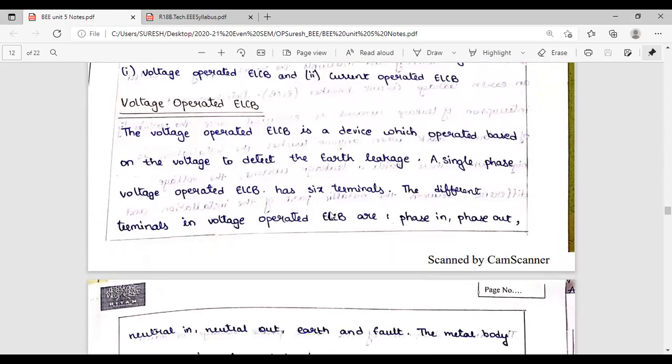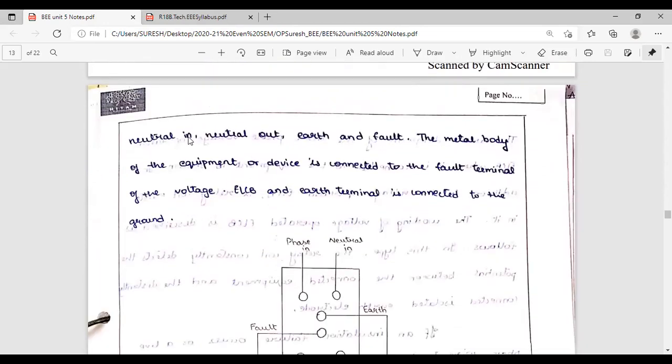Voltage operated ELCV is a device which operates based on the voltage to detect the earth leakage current. A single phase voltage operated ELCV has 6 terminals. The different terminals in voltage operated ELCV are phase in, phase out, neutral in, neutral out, and the remaining 2 are earth and fault.